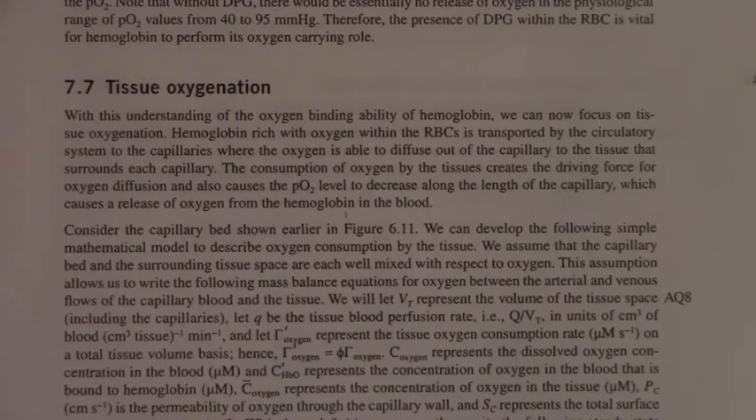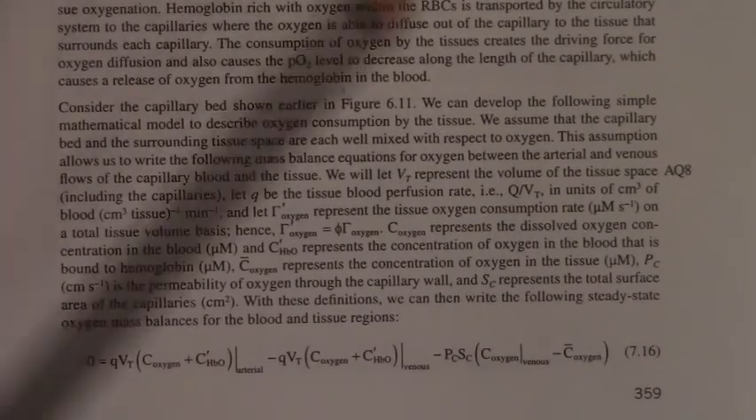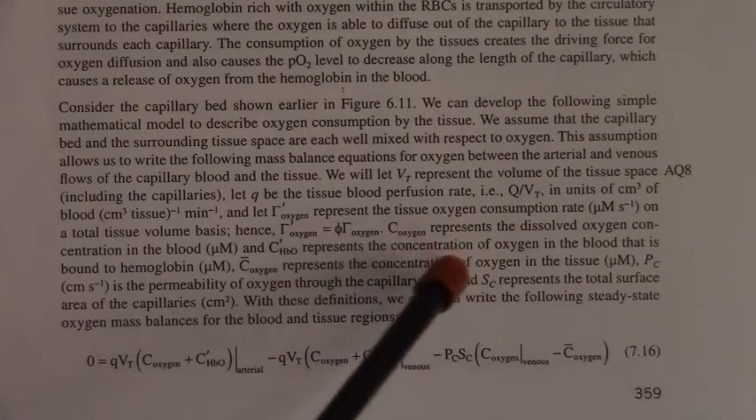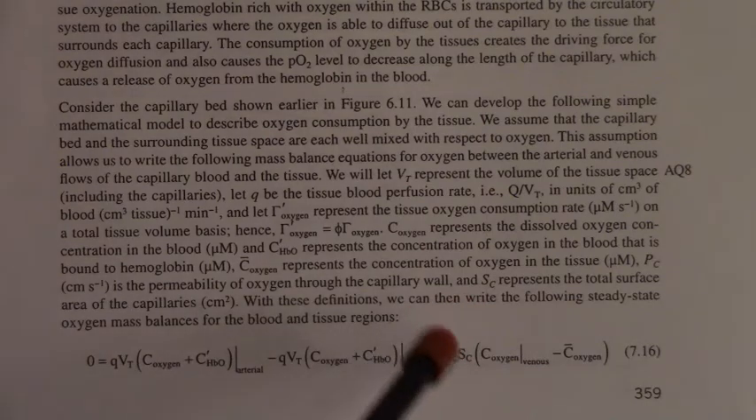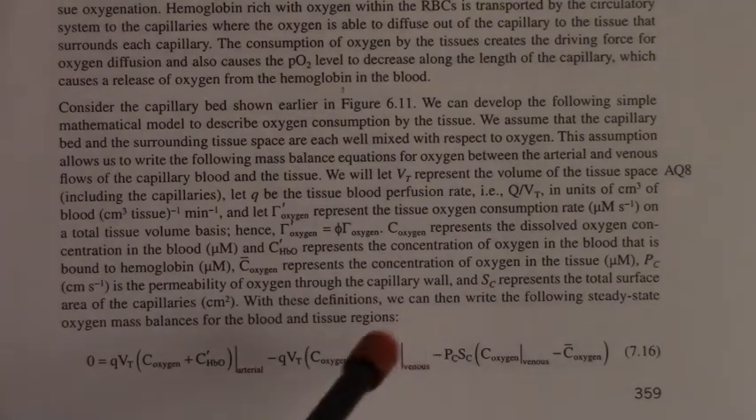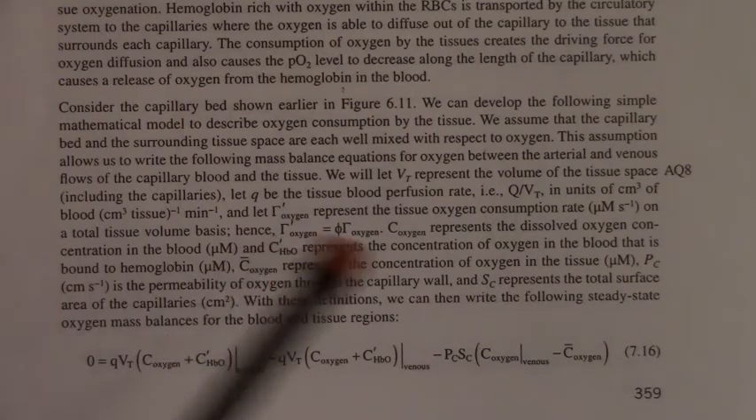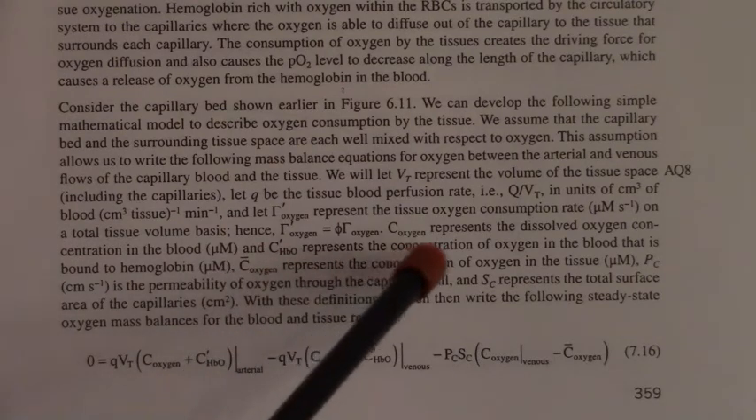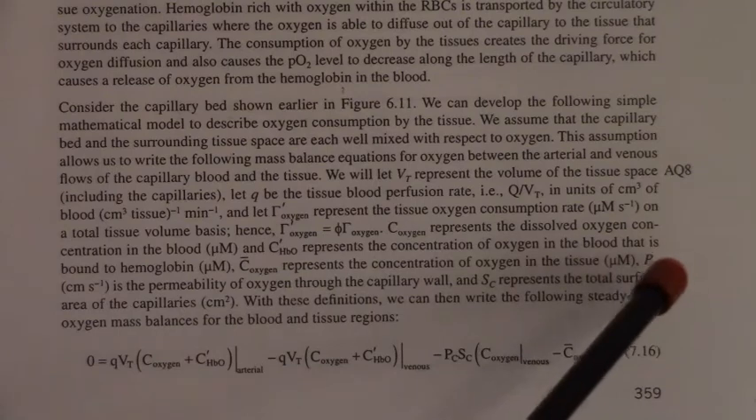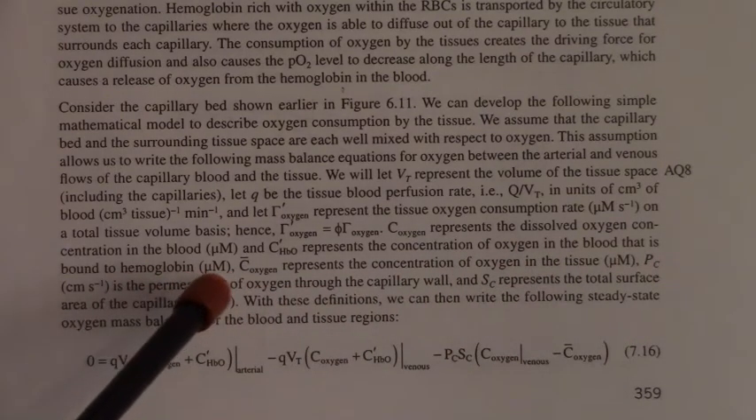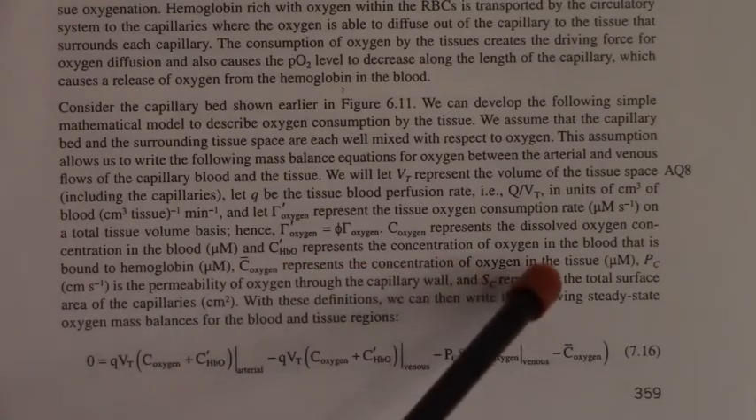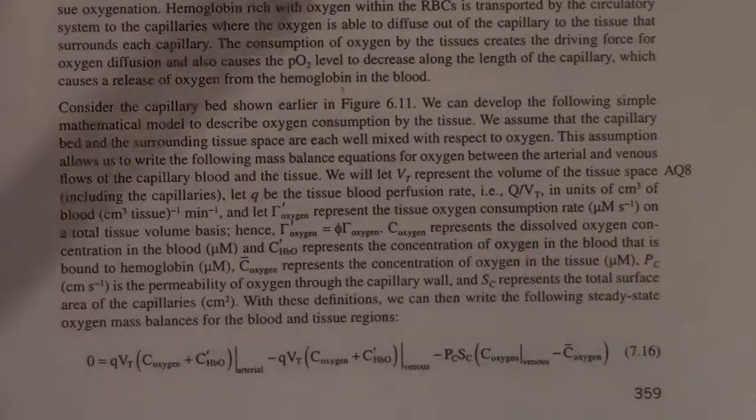And remember, as I mentioned before, it's only the dissolved oxygen concentration that drives the mass transfer. That's your driving force. The amount of oxygen bound to hemoglobin is just a local source or sink of oxygen, depending on what's happening with the PO2. So gamma prime HBO, that's going to represent the concentration of oxygen in the blood that is bound to hemoglobin. And C bar oxygen with a bar on top would represent the concentration of oxygen in the tissue space.